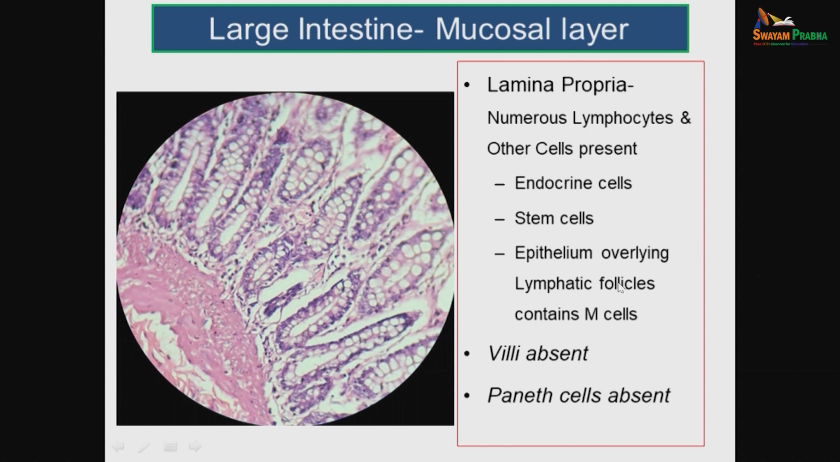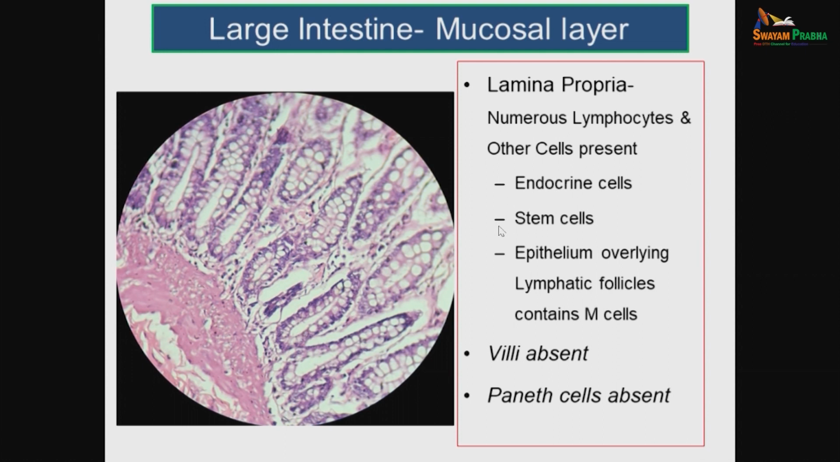lymphatic follicles containing M cells are present. Now, these lymphatic follicles you have seen in the ileum also. They are called Peyer's patches there. The function of the lymphatic follicles is to ensure that phagocytosis of the microorganisms is done. Now, these lymphatic follicles are many in the large intestine because these are the areas which come across the microorganisms as a first event compared to the rest of the system.